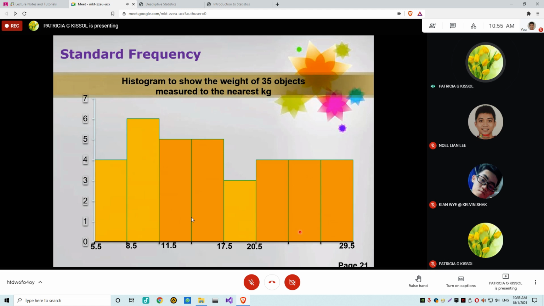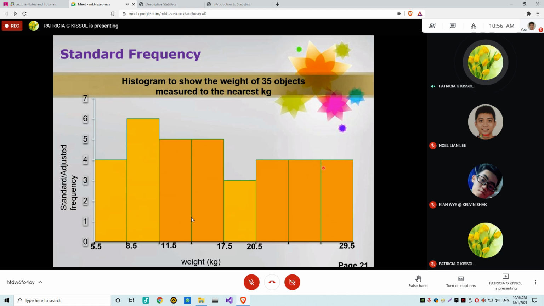So from here, you can see the drawing of the standard frequency histogram to show the weight of 35 objects measured to the nearest kg. You can see the labeling on the y-axis is standard or adjusted frequency. You can see 3, the first one, second one. Here, you can see a line separating these two batches, but actually it's not there, and it's only up to the level of 5. When you draw it, no need to draw the line in the middle. Same thing here.